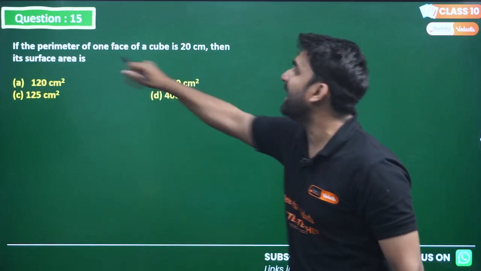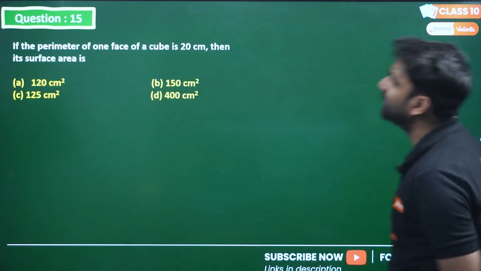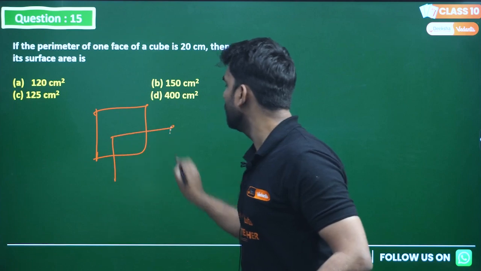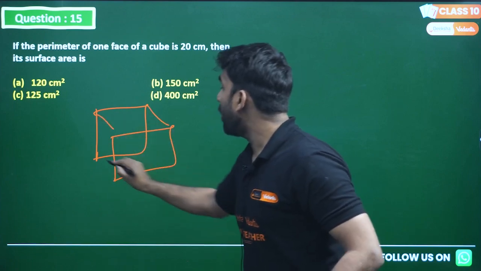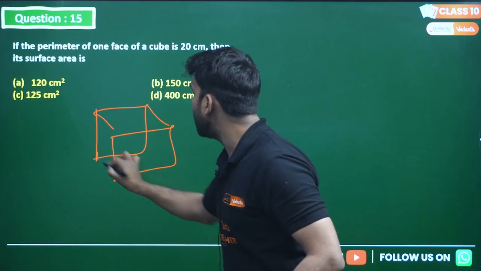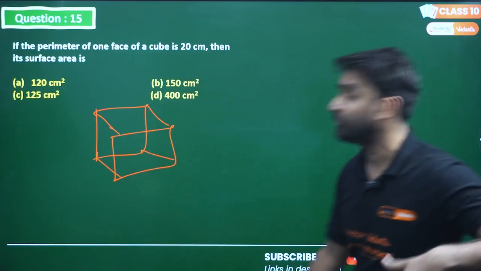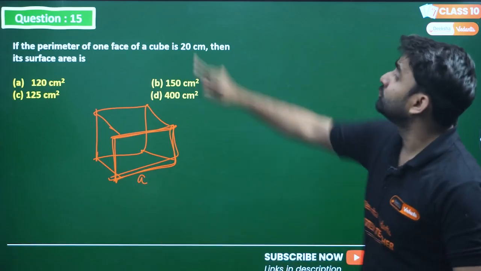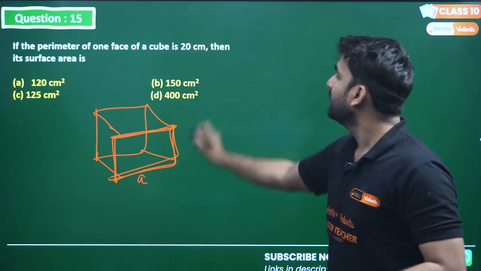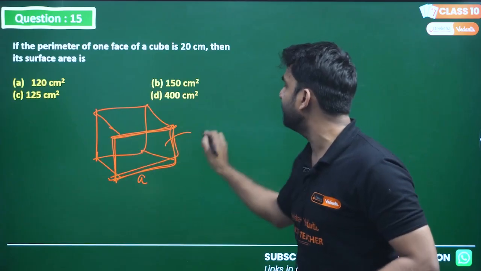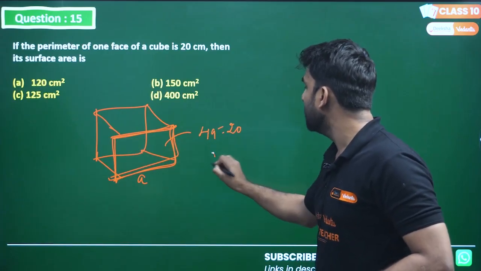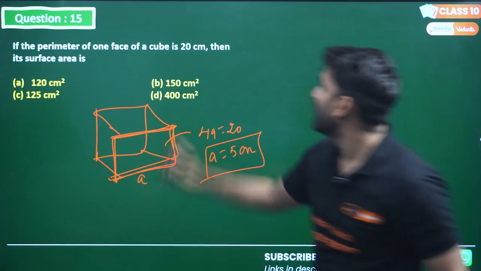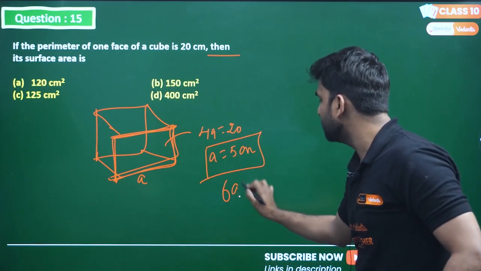Question number 15. If the perimeter of one face of a cube is 20 centimeters, then the surface area will be, my dear. If I talk about a cube, the cube looks like this, and all the faces are squares. So this is a square, and let's say the dimension is a. The perimeter of the square will be a plus a plus a plus a, which is 4a. 4a equals 20, so a is equal to 5 centimeters. And once you get a, we can find the total surface area by using the formula 6a square.